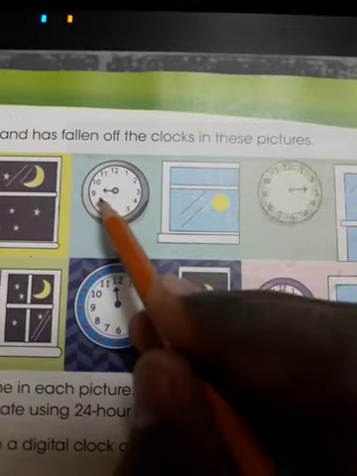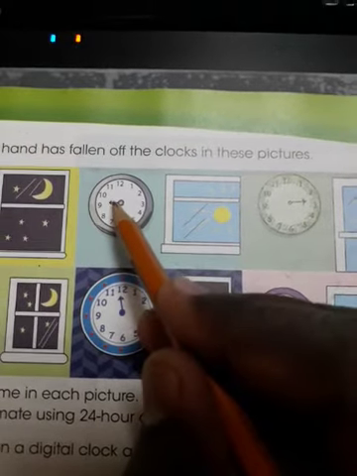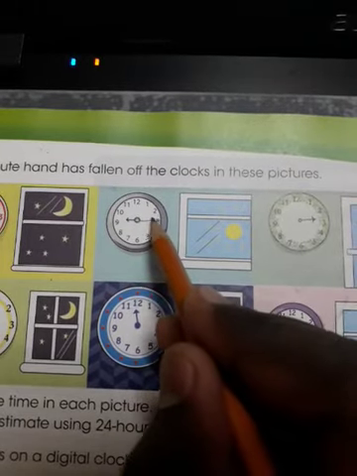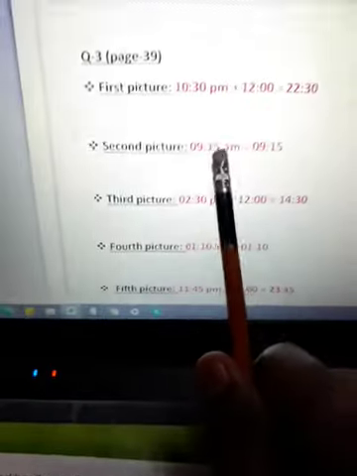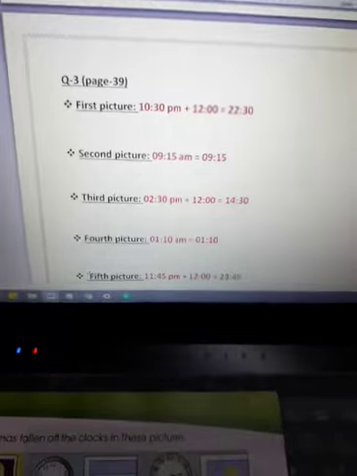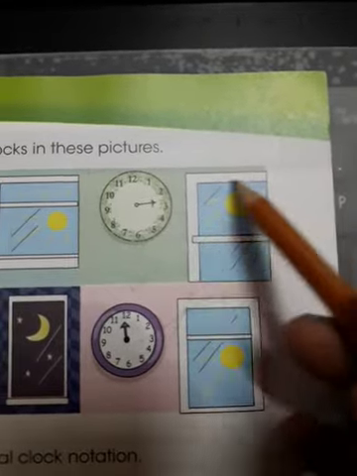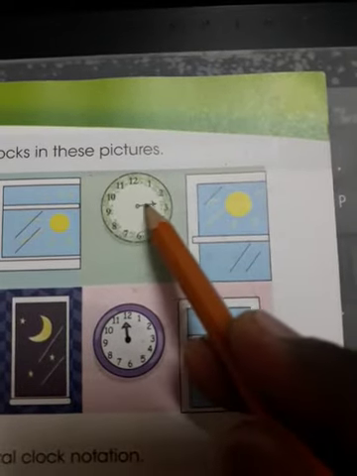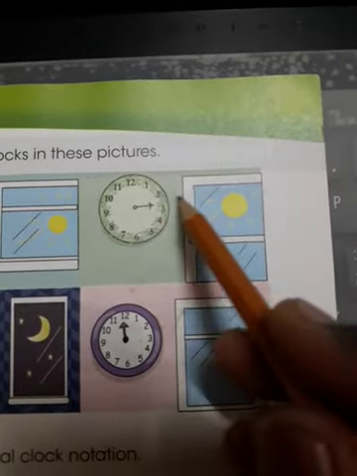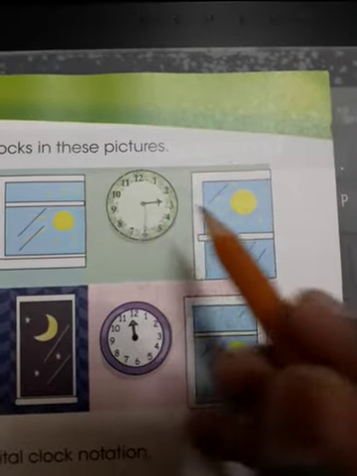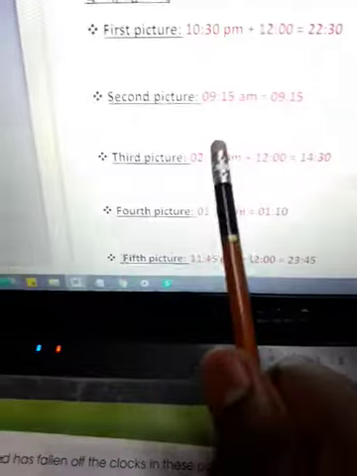This is a little bit past 9. A little bit past 9 means it is 9, and the minute hand will be at 3. That means it is 9:15 a.m. AM is 9:15 only. No need to add 12. Now coming to the third picture. Again, this is also in the daytime, so afternoon, because the hour hand is between 2 and 3. That means the minute hand will be at 6. That means 2:30 p.m.